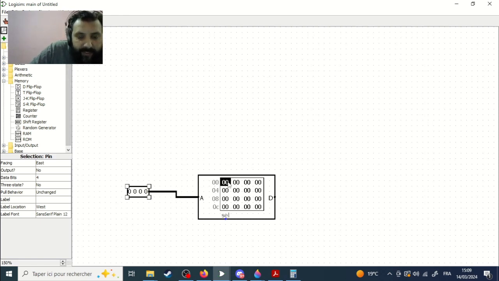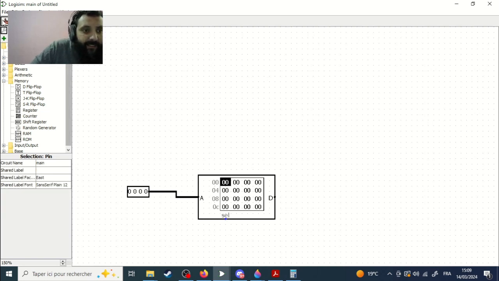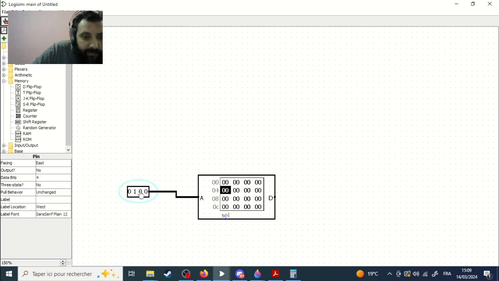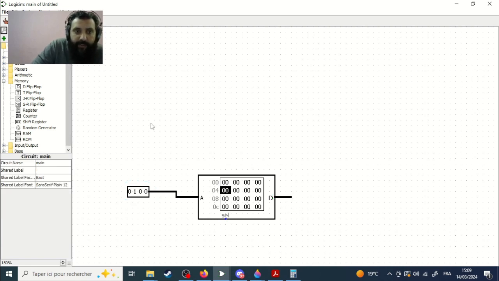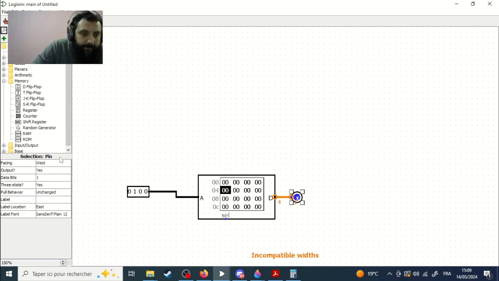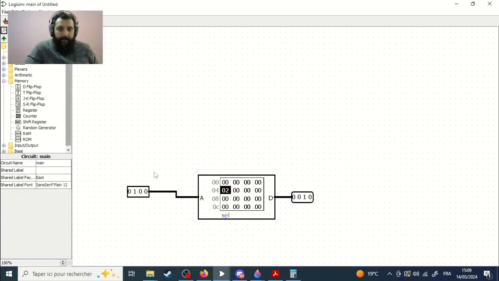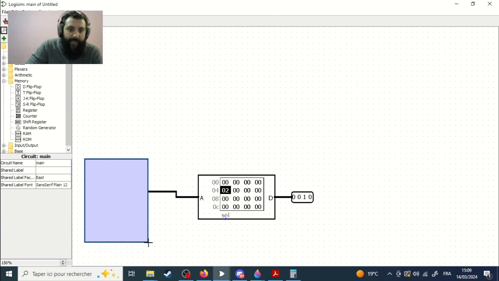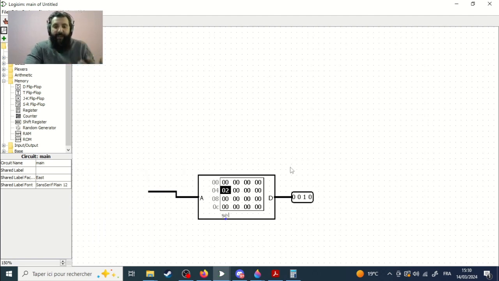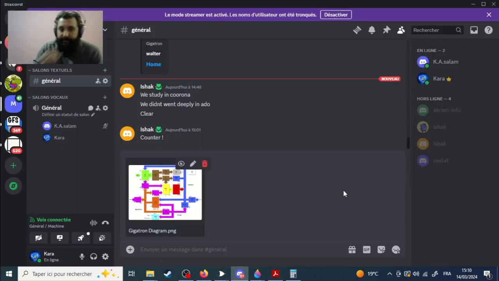If I give the address here, you can see that the cell is highlighted. If I take, for instance, the fourth address, this is the value 4 in binary. It will choose this cell, and the ROM will output the value of the cell like this. If I change the value here, for instance to 2, I will get 2 on the output. This means we are pointing to the cell. Anyway, we have a counter here. The counter has to give its value to the address of the ROM to output the value of the cell. Did you understand?